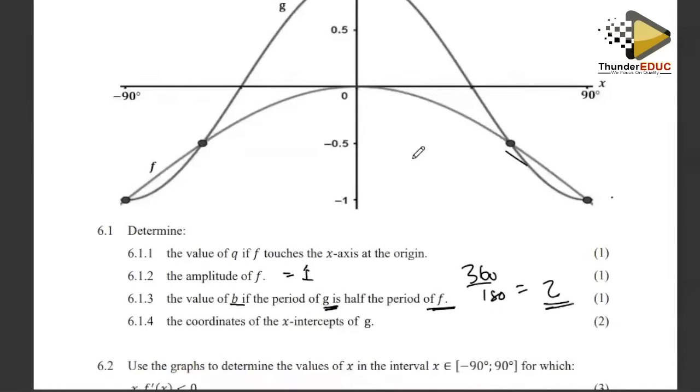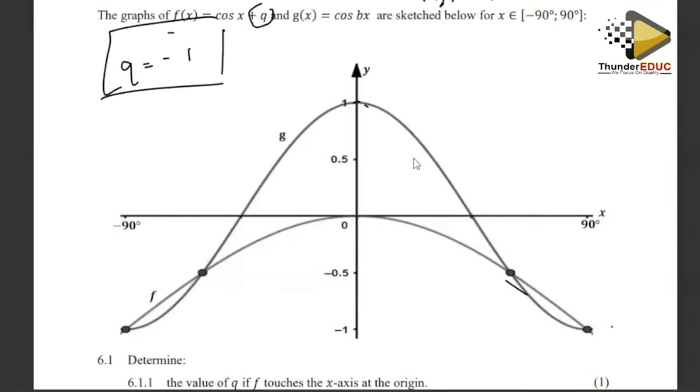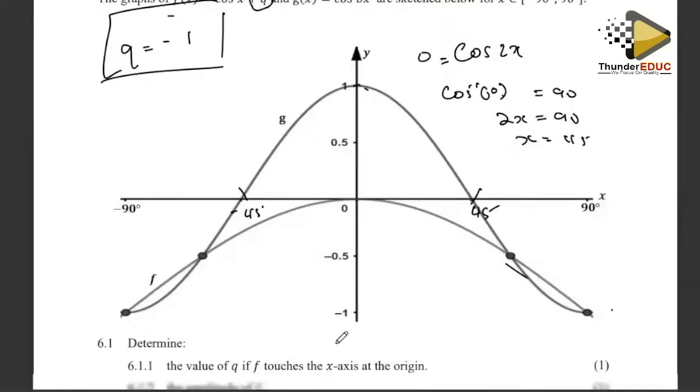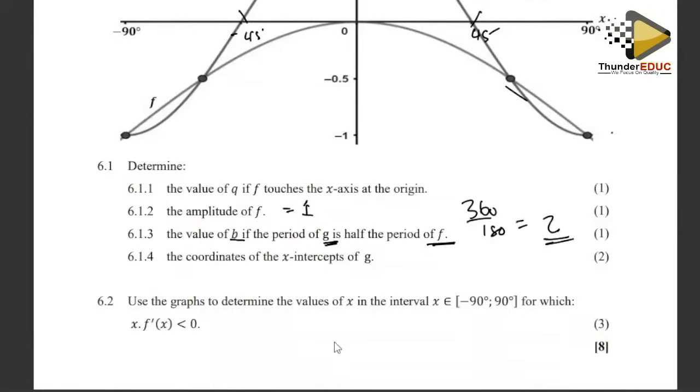Then the coordinates of the x-intercepts of g. This is g. So we already have the equation, cos 2x. Where do we find y to be 0? The shift cos of 0 is going to be 90. So 2x is 90, meaning that x needs to be 45, and then the other needs to be -45. But the question is asking for the coordinates, so it's -45 and 0, and then 45 and 0.